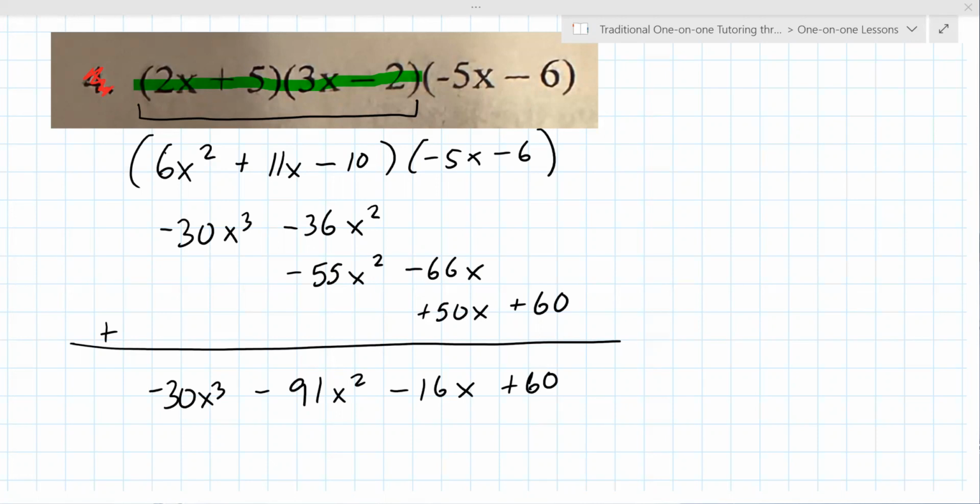So I got negative 30x cubed minus 91x squared minus 16x plus 60. Yeah, completely correct. Okay. All right, good.